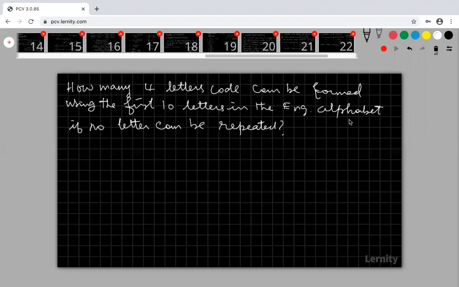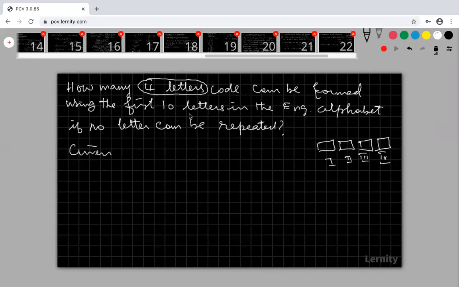Okay, right. So now look at that. How many 4 letters code? 4 letters code. So therefore this is 1, 2, 3, 4. Read the question. How many 4 letters code can be formed using the first 10 letters in the English alphabet? What are the first 10 letters in the English alphabet? A, B, C, D, E, F, G, H, I, J.